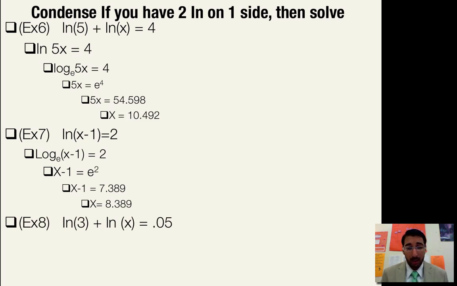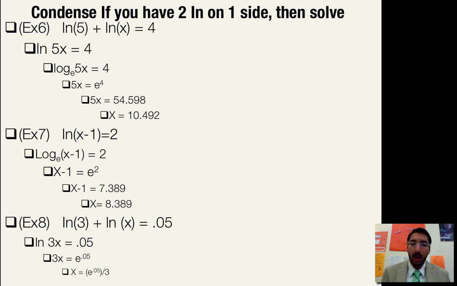All right, example 8. Again, product property, so that means we're going to combine. Let's combine those two logs. They both have the same base, which is e. So we have ln of 3x equals 0.05. I've got to solve for that variable, therefore I'm going to do an exponential on both sides. Bring that base over. The base of a natural log is e. So, 3x equals e raised to the 0.05. And then we have x equals e raised to the 0.05 divided by 3.